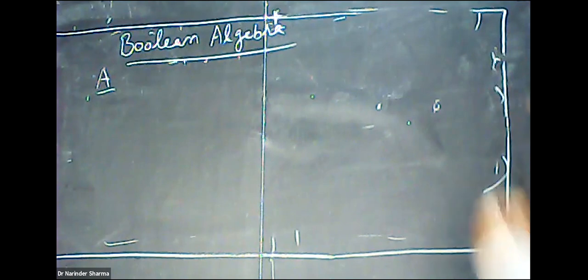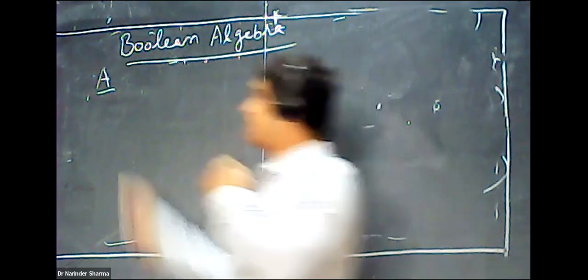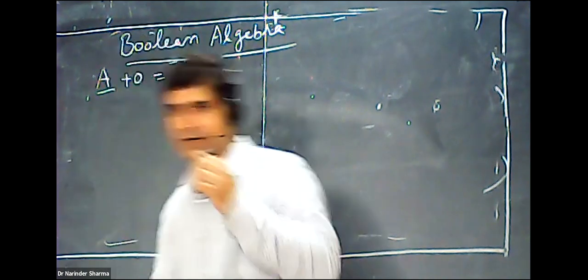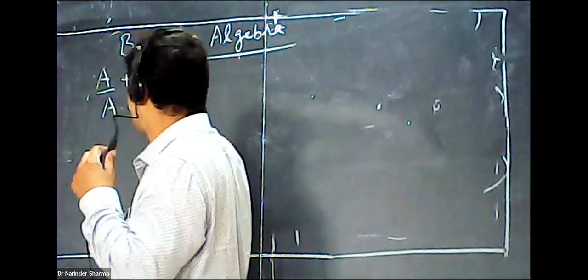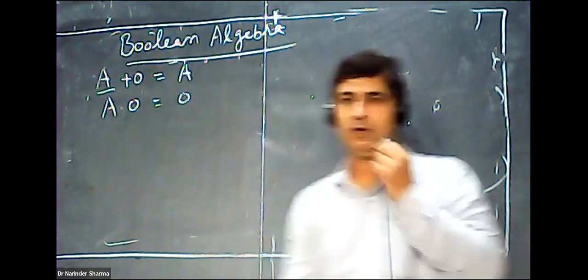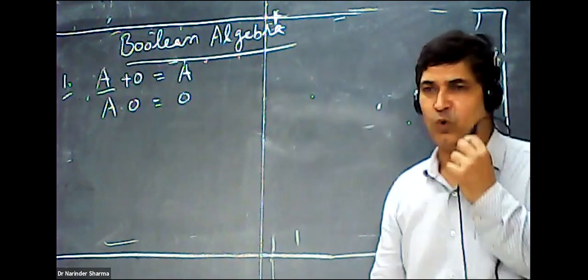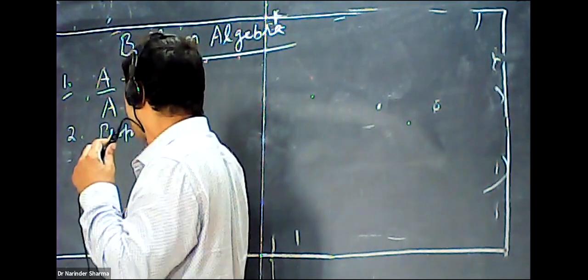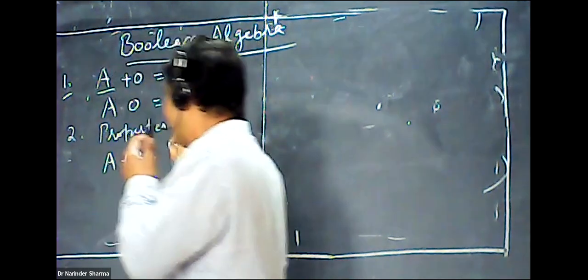We'll say that in Boolean algebra, when it is treated with 0, if 0 is being added, A plus 0, it will remain A. There will be no change in addition. And if it is being multiplied, it will become 0. Now properties of 1: if it is added with 1, it will result as 1.